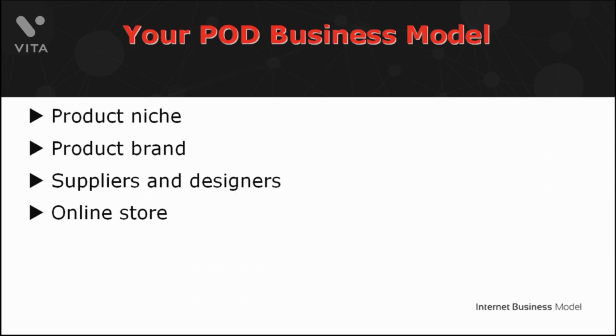For your POD to work, you must first have your 1. Product niche. It can either be clothing, appliances, bags, or anything that you find interesting and in demand. 2. Product brand. Remember to give your business a brand to help customers identify your service easily. 3. Supplier and designer. List them down so you won't have to be in constant search for more suppliers and designers. 4. Online store. A Shopify online store, Facebook, or Instagram accounts are all you need.